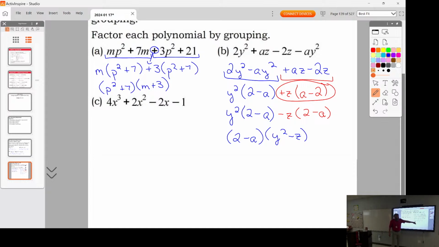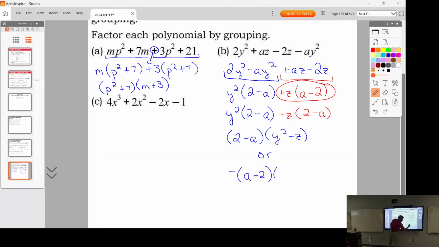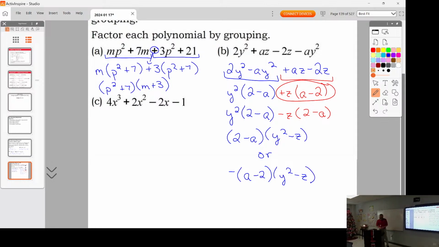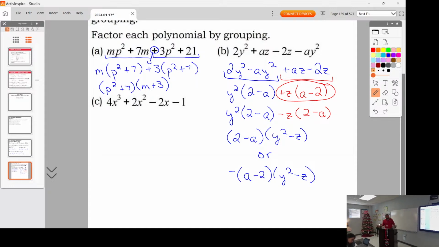If you're the type of person that doesn't like an expression that starts with a constant, I could actually make this a become positive by factoring a negative out of that. So another way to write this answer would be pull a negative out. A minus 2 times y squared minus c. That would work too. Any thoughts?